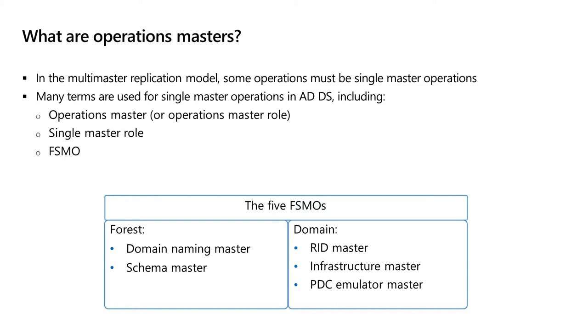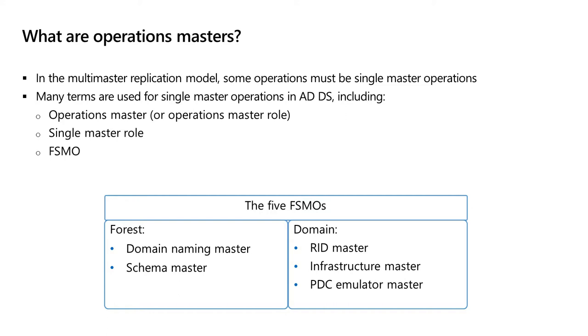The first two, like domain naming master, allows you to add or remove domains in your forest. If it's unavailable, then you cannot add domains in your forest. Schema master role, the second one, is responsible to extend your schema. If you are going to add any application, for example Microsoft Exchange or Skype for Business or SCCM, these are the things where you have to add the attributes in your schema. Then the schema master role is required and it always operates at forest level. Make sure if you are going to make changes, then you should be a member of the schema admin or enterprise admin group. Then you can do that. If it's unavailable, you cannot make changes in your schema.